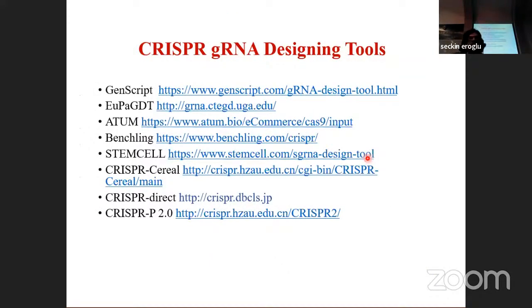These are the different guide RNA designing tools. As far as their work is concerned, it's a simple search. What you need is the PAM sequence, and then you can design the guide RNA.